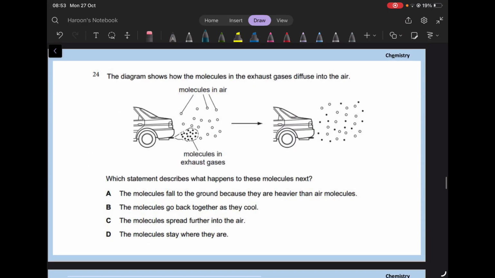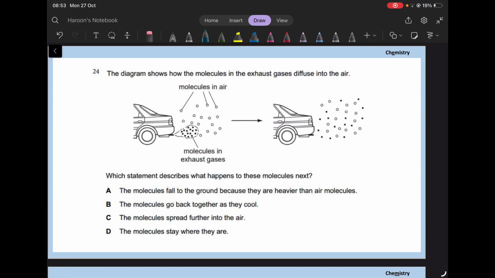Diffusion is the answer. The diagram shows how the molecules in the exhaust gases diffuse into the air. Which statement describes what happens to these molecules next? These molecules would actually spread around. You can see all these black colored atoms or molecules. They'll basically spread around because there is high concentration over here. So you can see there is a more even concentration now. So this is definitely diffusion. Diffusion occurs because of random movement of particles in a gaseous state, especially over here, and they spread around.